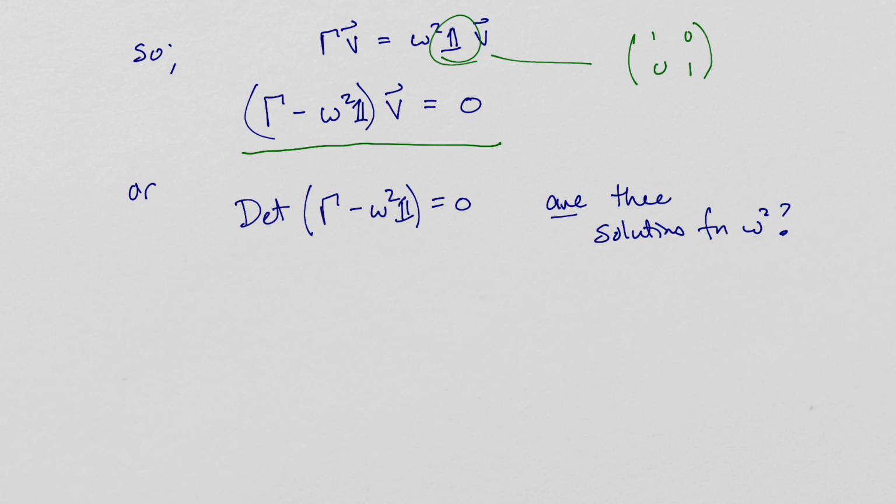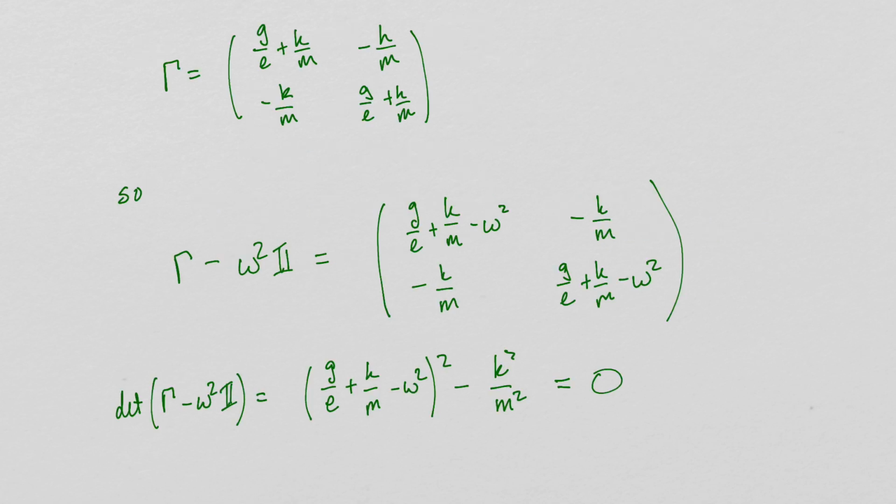And so by saying the determinant of gamma minus omega squared times the identity is equal to 0, I'm asking the question, are there values of omega squared for which this can be solved? Okay. And this looks complicated, and it is complicated. It gets a little bit easier when I write it out in the example, which I'm going to do in a second. But yeah. Okay, so let's do it.